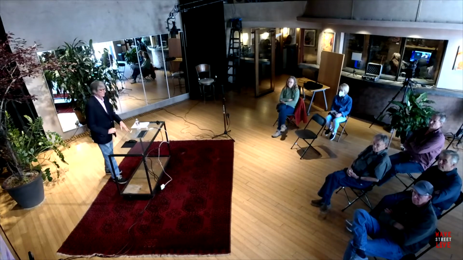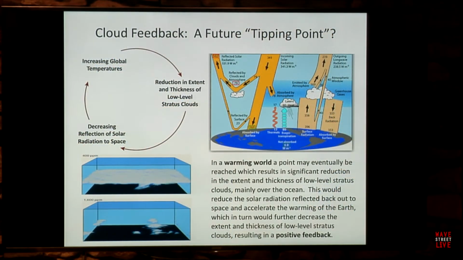The second possible tipping point, which I think is of concern, is a cloud feedback effect. Clouds are complicated with regard to the climate problem, because high clouds, like the cirrus clouds we see in the wintertime, exert a warming effect. Low clouds exert a cooling effect. For example, the marine stratus that's so common here in Monterey exert a cooling effect because they reflect the solar radiation from the top.